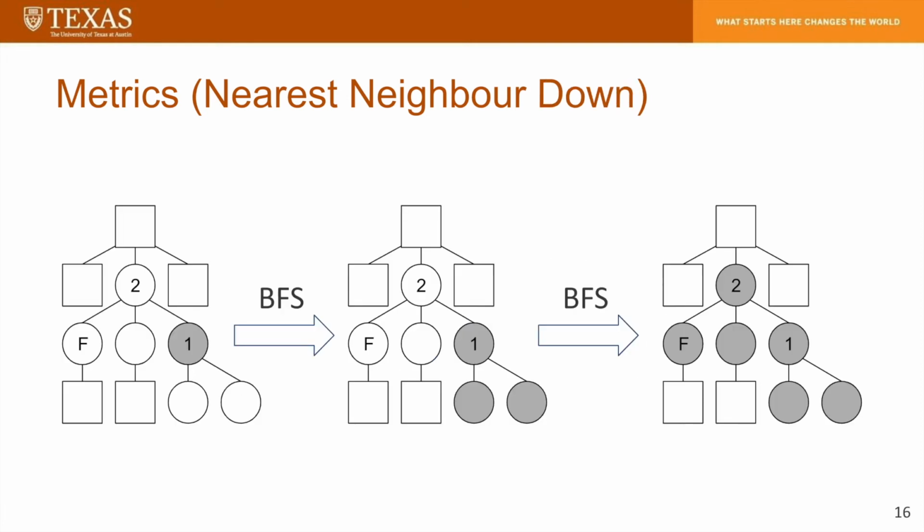The second metric is called nearest neighbor down. It assumes that the developers would look at each suspicious node one at a time. It also assumes the developer can only look at the children of the suspicious node. So in this case, the developer would first look at the first suspicious node and do a breadth-first search, and the developer cannot find anything. And second, the developer would look at the second suspicious node and then do a breadth-first search. And in this case, the developers would find the first faulty node, and the algorithm would stop. Developers need to inspect 6 nodes, so the metric would report 6.